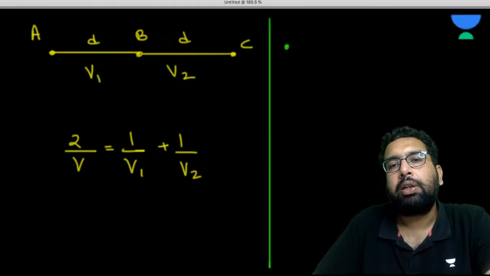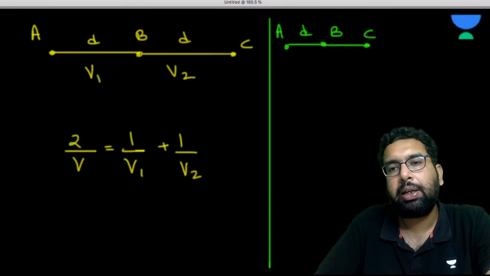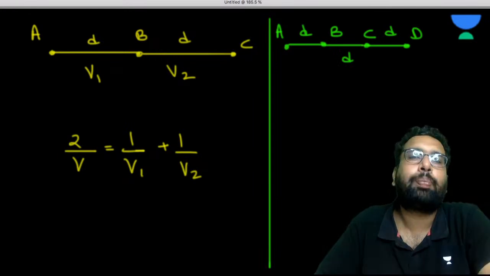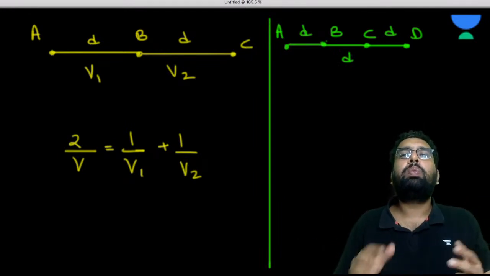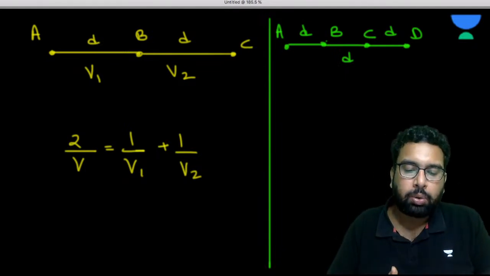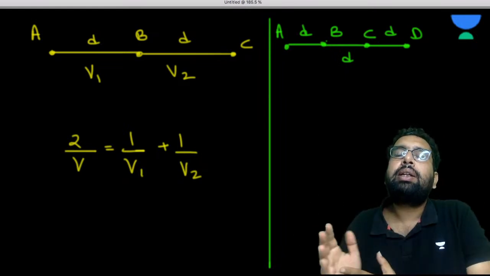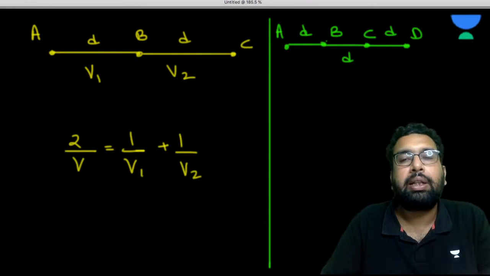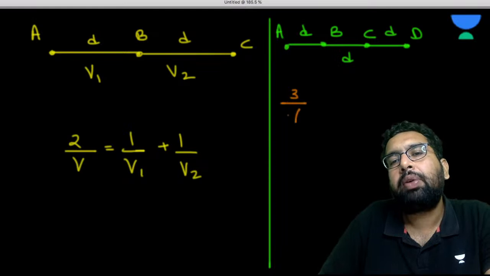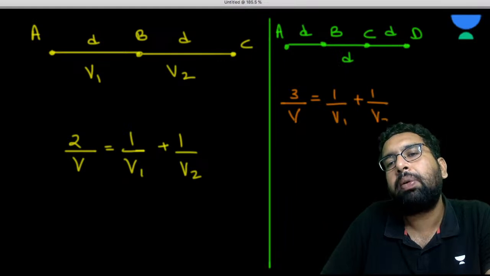Let's suppose someone has moved from A to B by the distance D, then B to C, then again D, then C to D. He has moved three equal distances at three different speeds. In the first case, someone has moved two equal distances at two different speeds, but one can also move three equal distances at three different speeds. In this case, you can use the same formula with a little change. You can write 3 by V, then 1 by V1 plus 1 by V2 plus 1 by V3. Please try to realize the pattern.